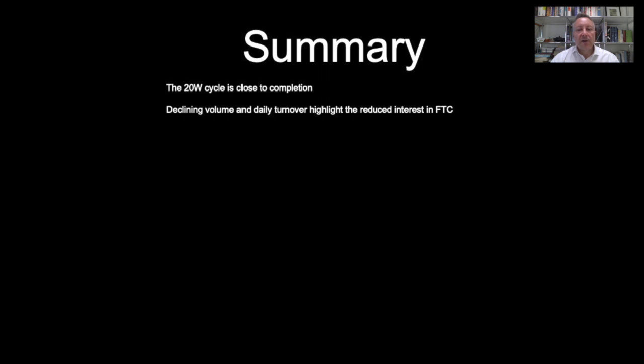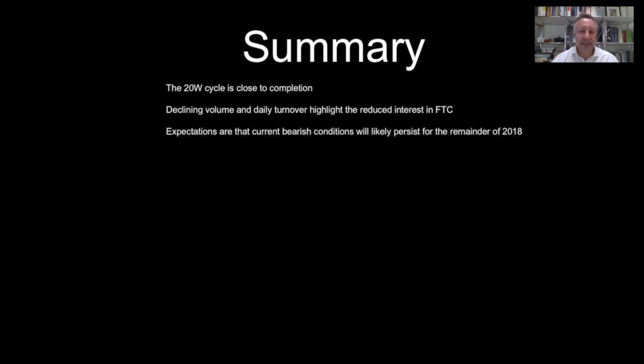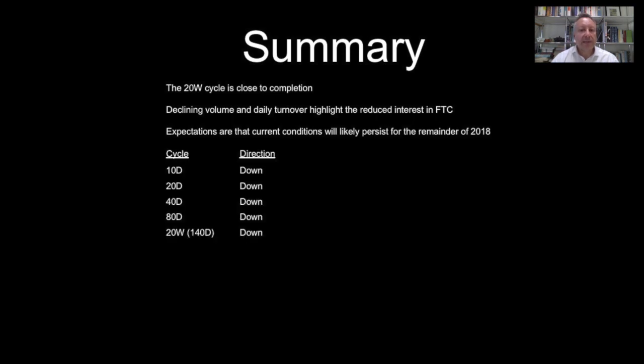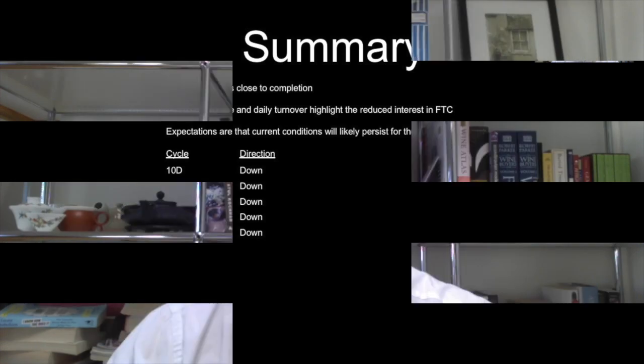So, to summarize, the 20-week cycle phase is close to completion. Declining volume and daily turnover help explain the reduced interest in Feathercoin that we've seen over the course of this year. Expectations are that current conditions are likely to persist for the remainder of 2018. In terms of how the cycle phases are related to each other, the 10-day phase through to the 20-week phase are all pointing down, further reinforcing the underlying bearish pressure that we are currently seeing in price action.